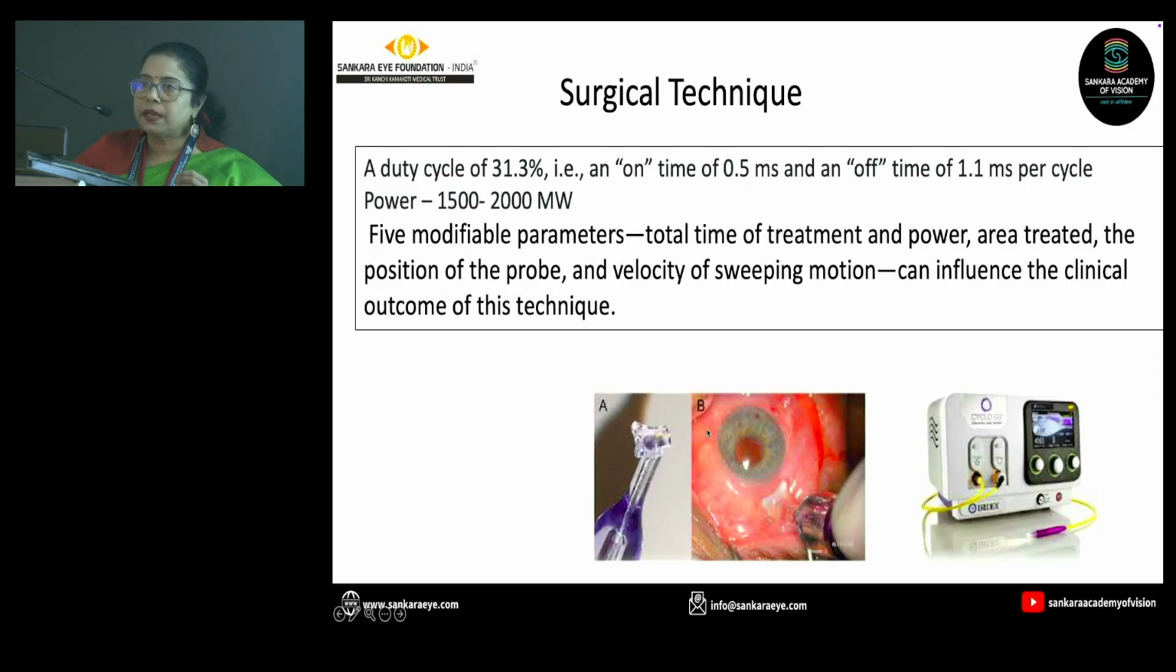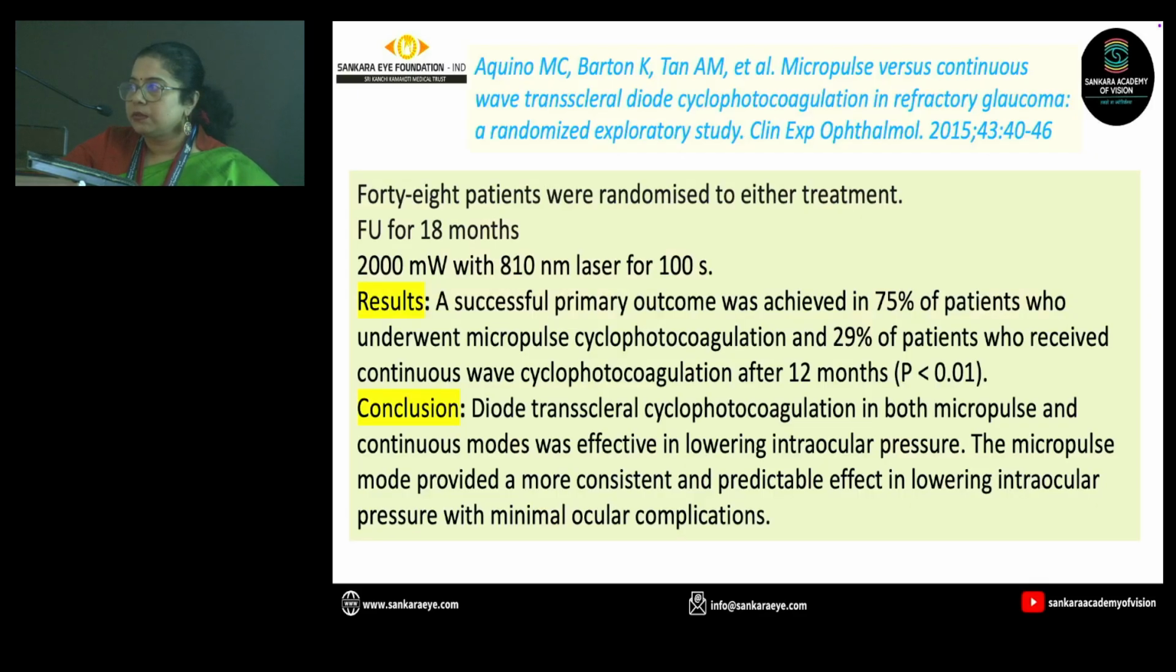The biggest downside of this procedure is that you have to pull up the patients because the probe cannot be reused. These are some of the results which they have got in refractory glaucoma. They consider that diode transcleral photocoagulation, both micropulse and continuous modes, which is the standard mode, are effective in lowering the intraocular pressure. The micropulse mode provided a more consistent and predictable outcome.